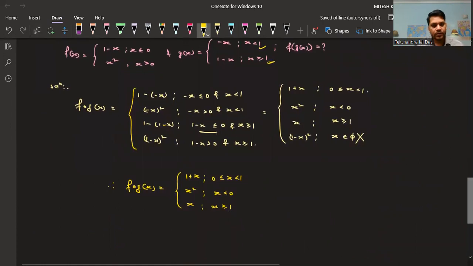Done. Your homework is g composite f. Let's try to find g composite f by both the methods. Both the methods are very easy. You can apply any method in the examination.